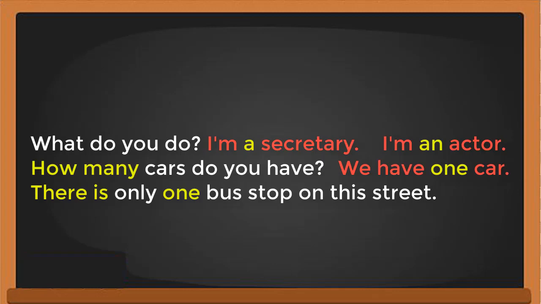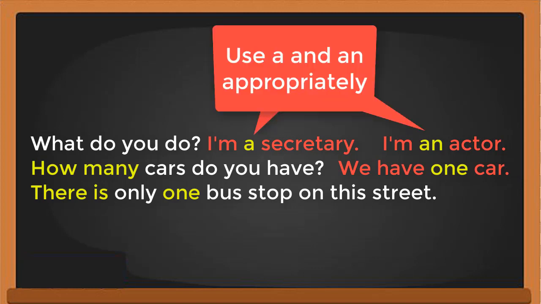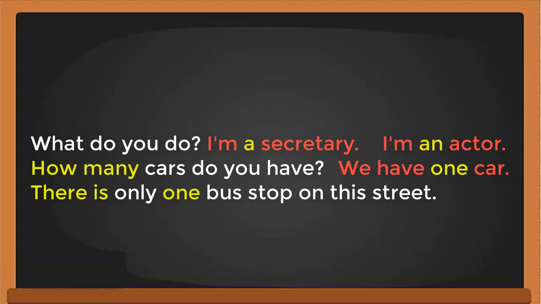So let's recap. For the conversation, if you are asked, what do you do? You can answer, I'm a secretary. I'm an actor. I am a doctor. I am an architect. Okay, use a and an appropriately. How many cars do you have? We have 1 car. How many books do you have? We have 1 book. How many tables do you have? We have 1 table. For how many, you use the number 1.